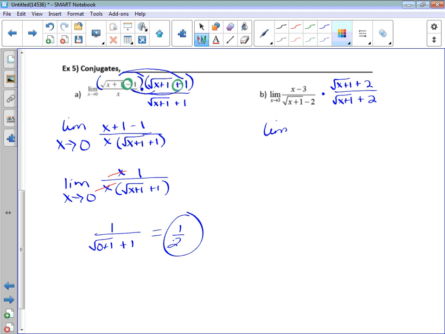So I've got the limit as x approaches 3. Leave it factored here, x minus 3 times this whole big thing, root x plus 1 plus 2, over. Let's multiply out the denominator. So what is root x plus 1 times root x plus 1? X plus 1. And then the whole point of the conjugate, you get 2 root x plus 1 and negative 2 root x plus 1, they're gone. And then minus 4.